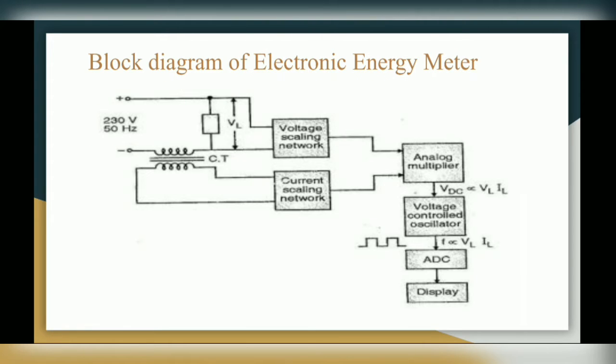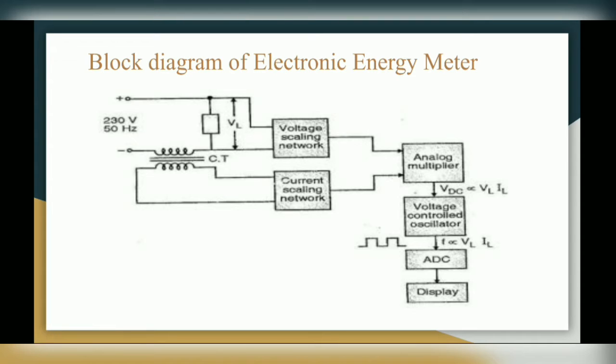This is the block diagram of the electronic energy meter. In this you can see there is one CT, next a voltage scaling network and a current scaling network. These are used to scale the particular value to the desired value, and then their output is given to the analog multiplier, and the output of the analog multiplier is VDC, that is DC voltage, which is the product of VL and IL. Next, there is a voltage controlled oscillator.